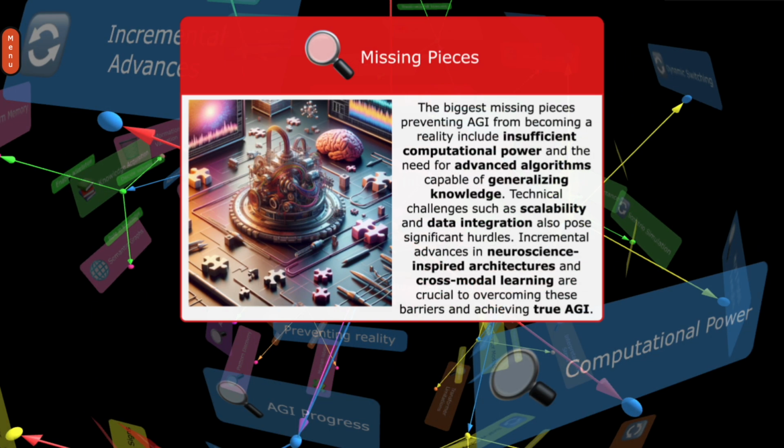The biggest missing pieces preventing AGI from becoming a reality include insufficient computational power and the need for advanced algorithms capable of generalizing knowledge. Technical challenges such as scalability and data integration also pose significant hurdles. Incremental advances in neuroscience-inspired architectures and cross-modal learning are crucial to overcoming these barriers and achieving true AGI.